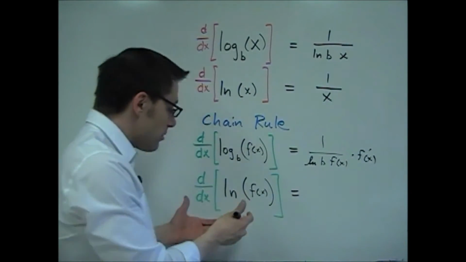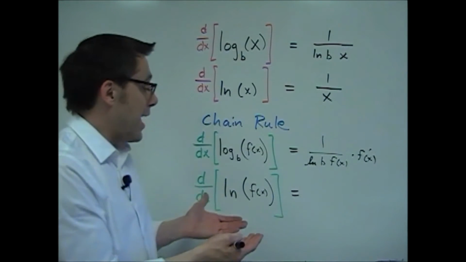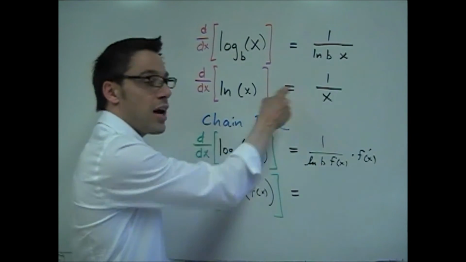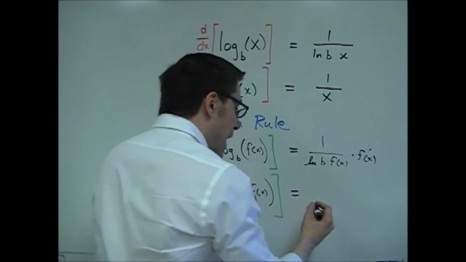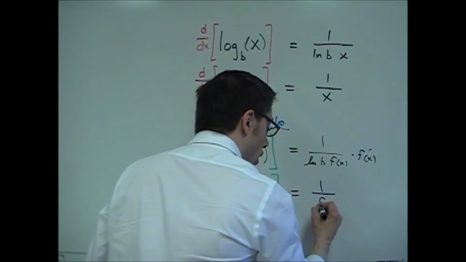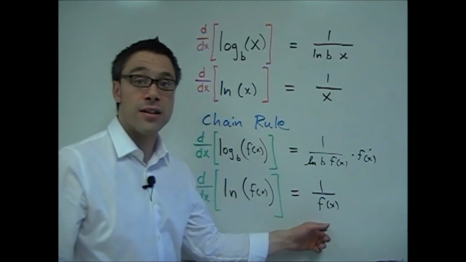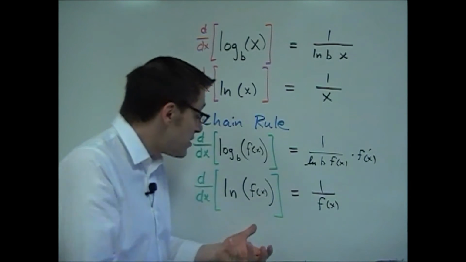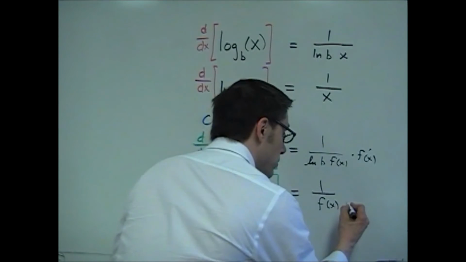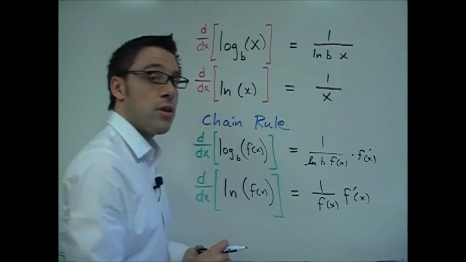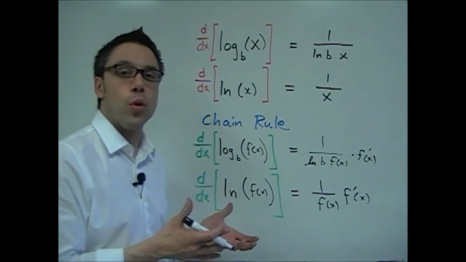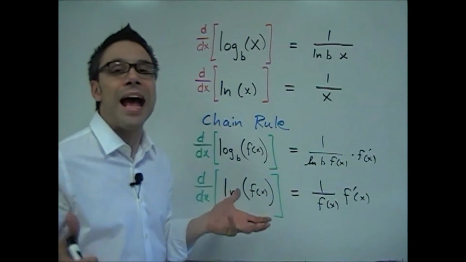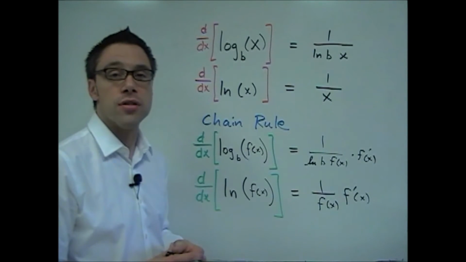And similarly down here, I'm going to use the chain rule, except now my input is called f of x, not just x. So the derivative of the outside part is 1 over whatever the input is, in this case f of x, multiplied by the derivative of the inside, which is f prime of x. So now, just using the chain rule, I've extended these definitions to a much bigger class of logarithmic functions.